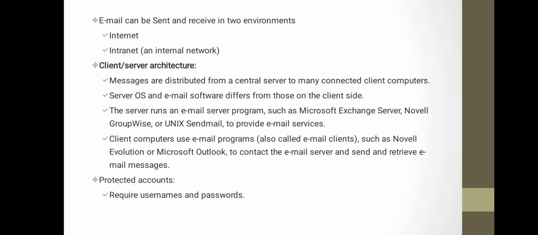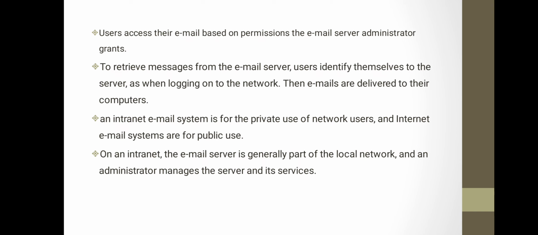No one else would be able to access those accounts or the emails sent or received from your account. Users access their email based on permissions the email server administrator grants. To retrieve messages from the email server, users identify themselves to the server, as when logging onto the network, and then emails are delivered to their computers. An intranet email system is for the private use of network users. An internet email system is for public use.